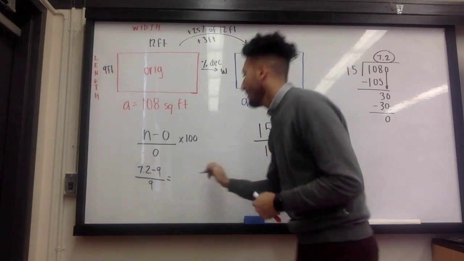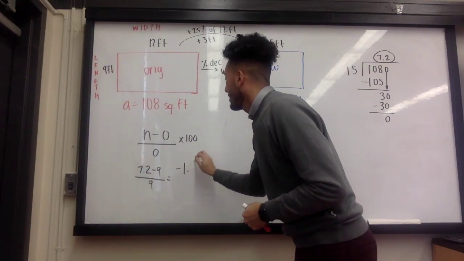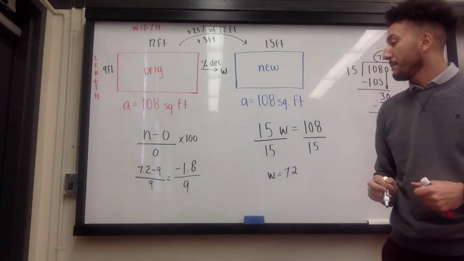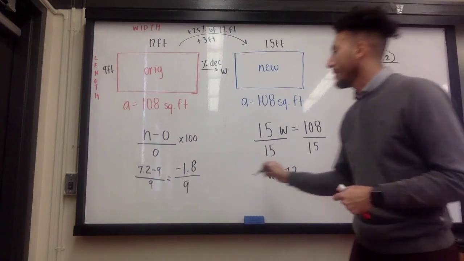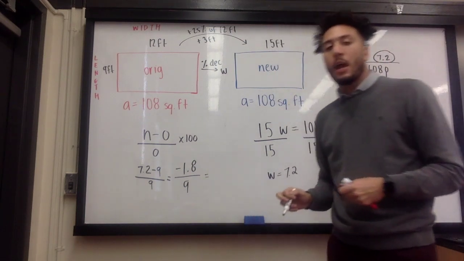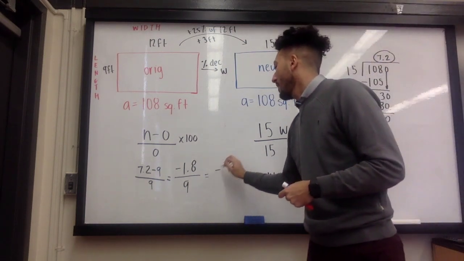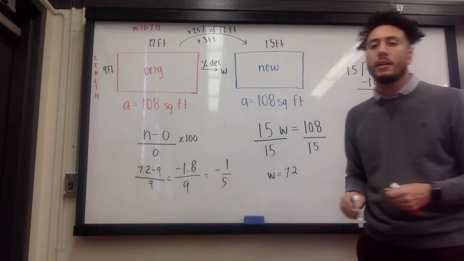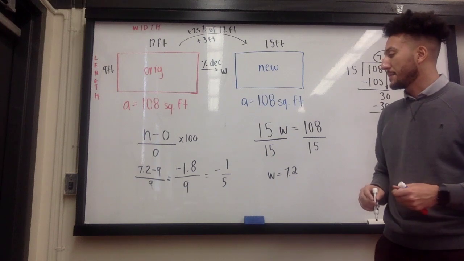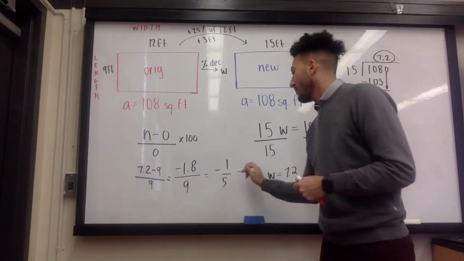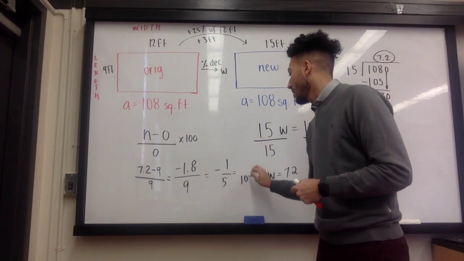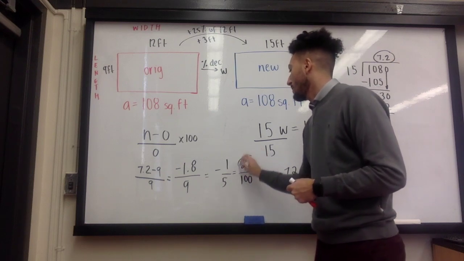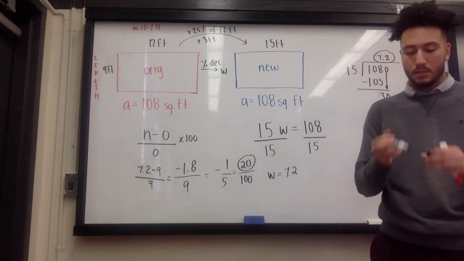7.2 minus 9 is negative 1.8 over 9 is what I'm at. Now I want to get this, of course, to a fraction. When I simplify it, it will be negative 1/5 because I know 1.8 goes into 9 5 times. Negative 1/5, I need to get into a percentage, so I have a 20% decrease.